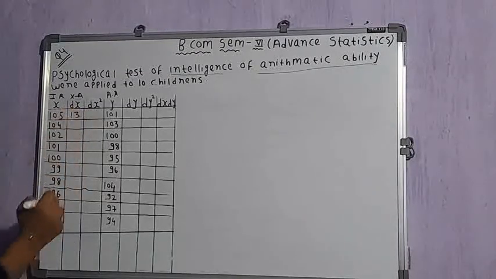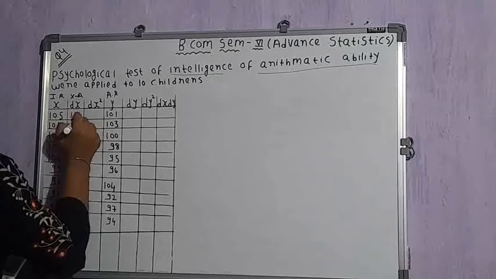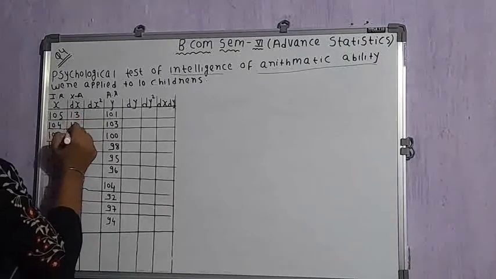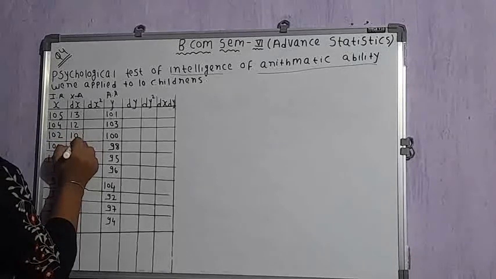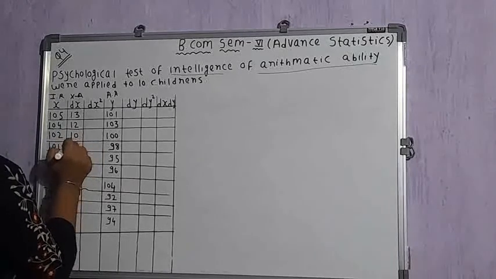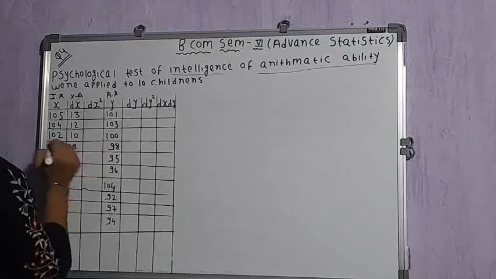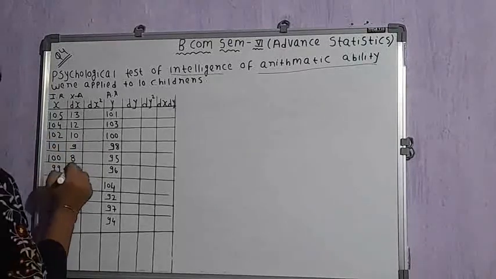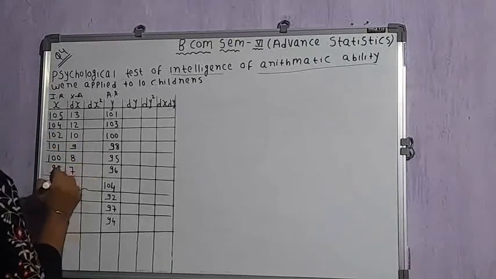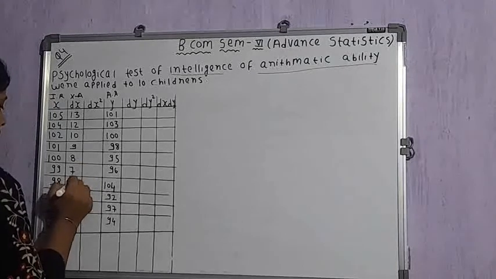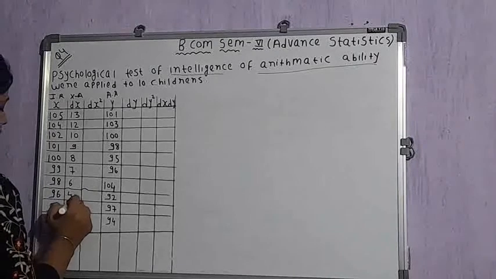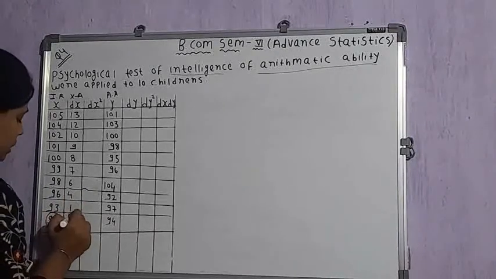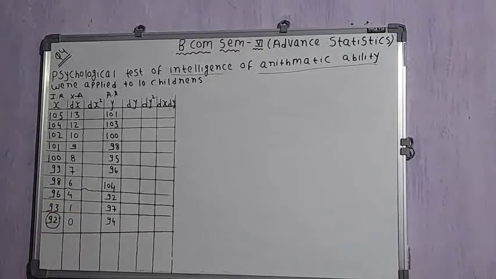Then 104 minus 92, 12. Then 102 minus 92, 10. 101 minus 92, it would be 9. 100 minus 92, 8. 99 minus 92, 7. 98 minus 92, 6. 96 minus 92, 4. 93 minus 92, 1. 92 minus 92, 0. So this way we have calculated the value of dx.